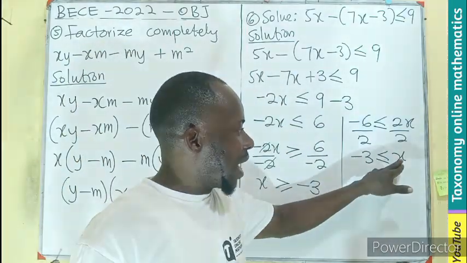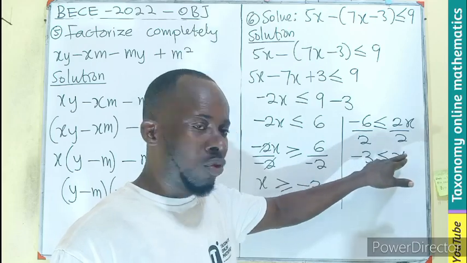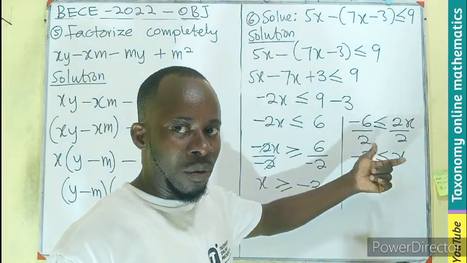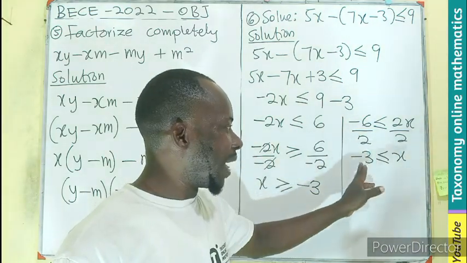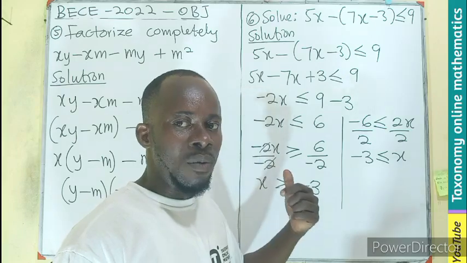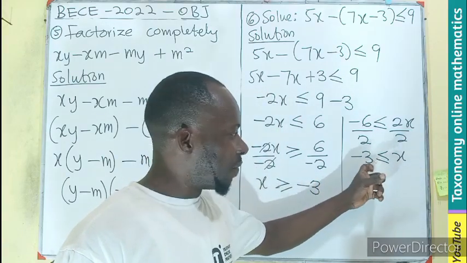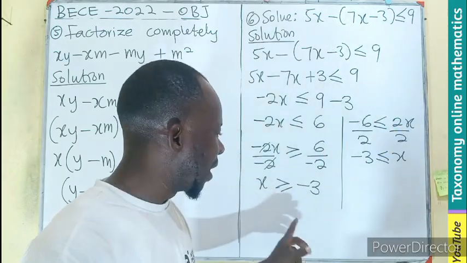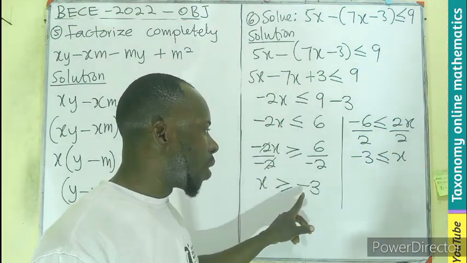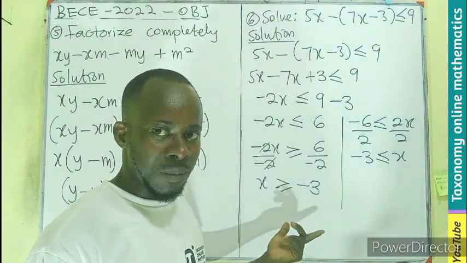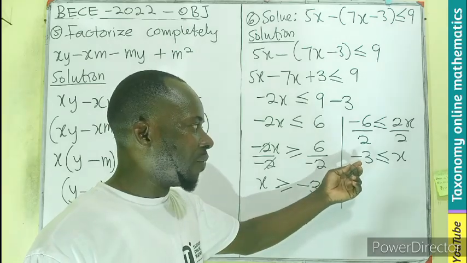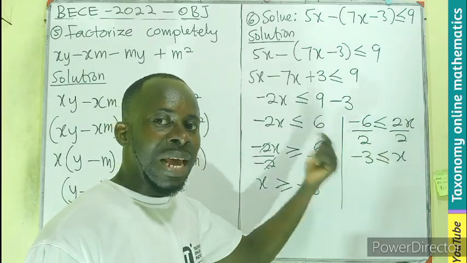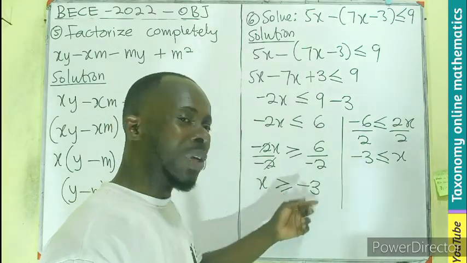Remember, the part that is open to the variable is the bigger part. So meaning negative 3 is less than what? X. Negative 3 is less or equals to x. That means x is greater. X is greater or equals to what? Negative 3. Do you get it? If negative 3 is less than x, that means x is greater. That is why we change.